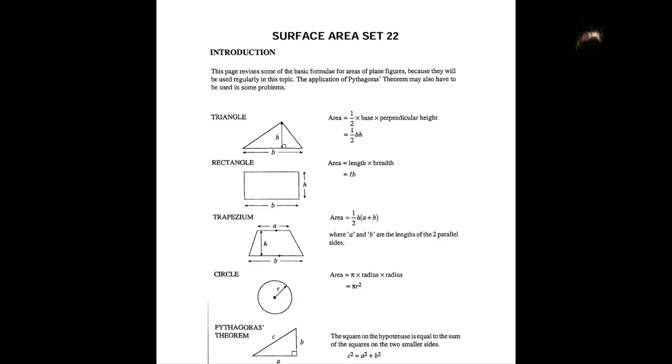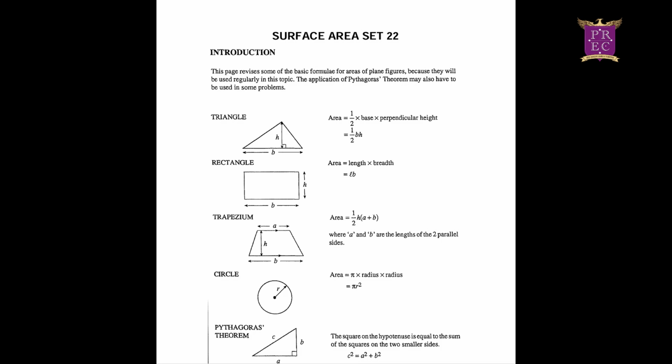We'll be going through surface area set 22. So with surface area, what you have to revisit is your area formulas. For example, look at the triangle over here. To find the area of the triangle, we multiply the base by the height and then divide it by 2. So it's half base times height.